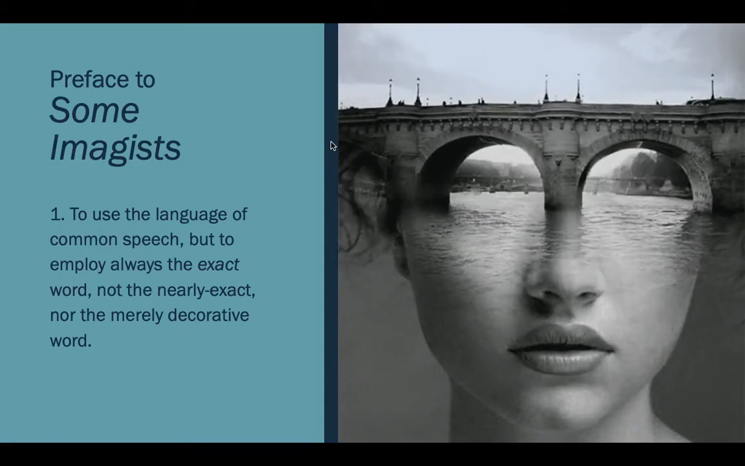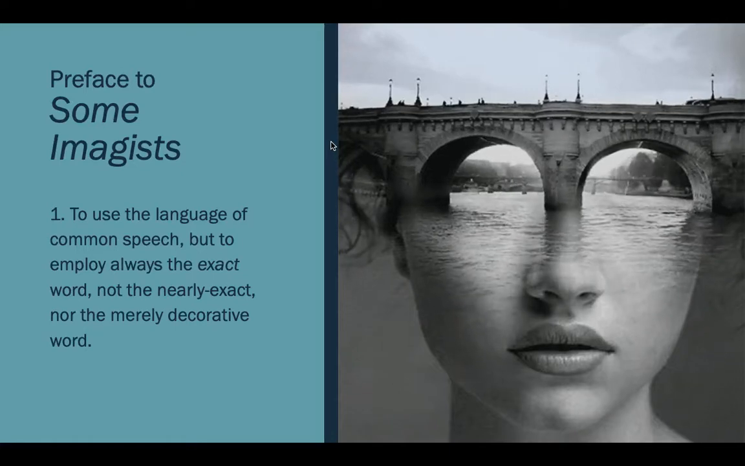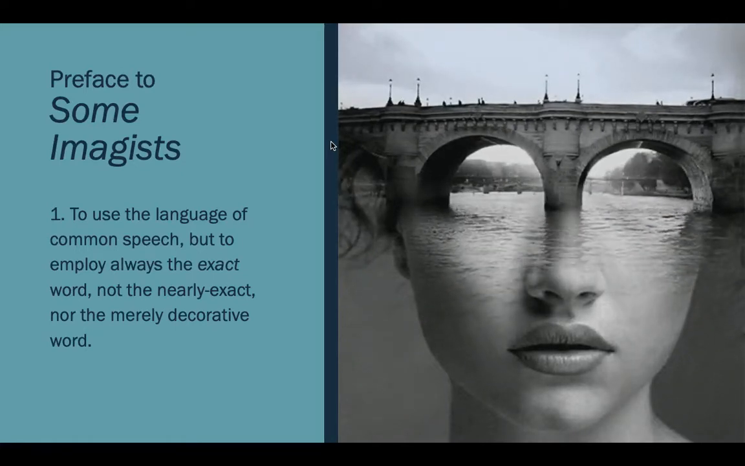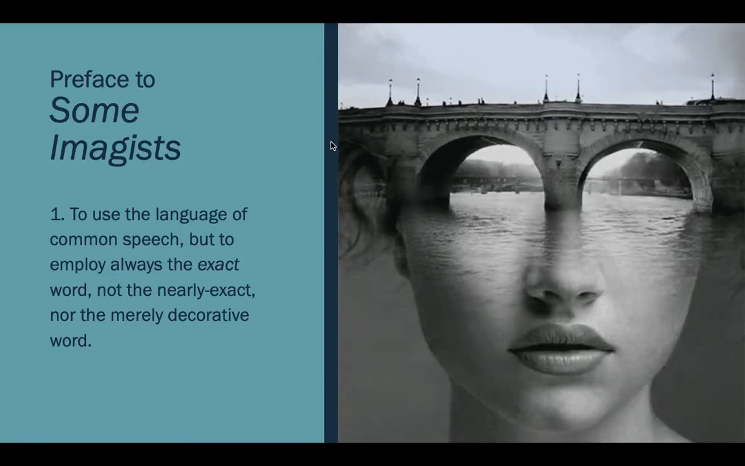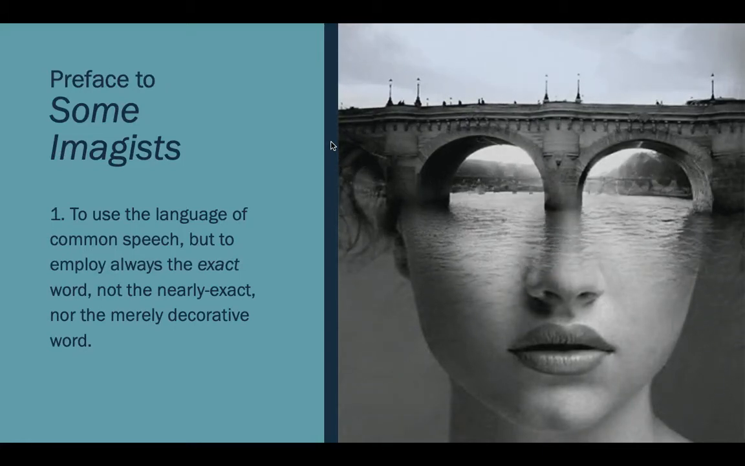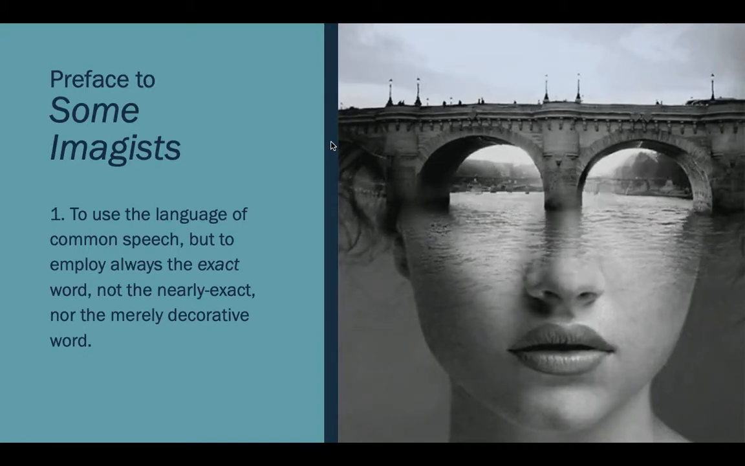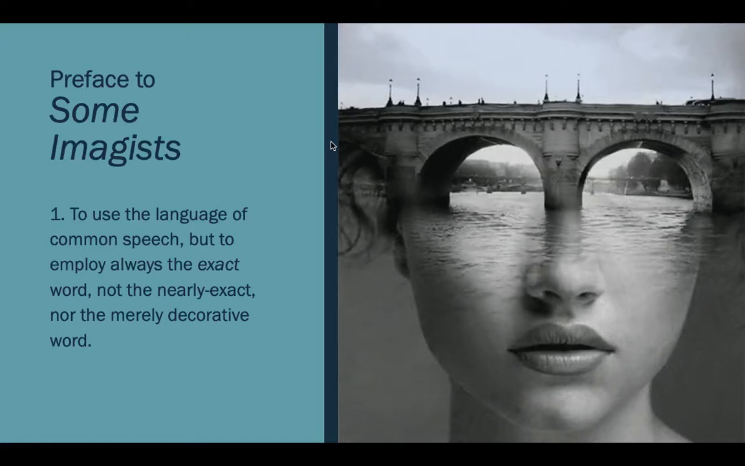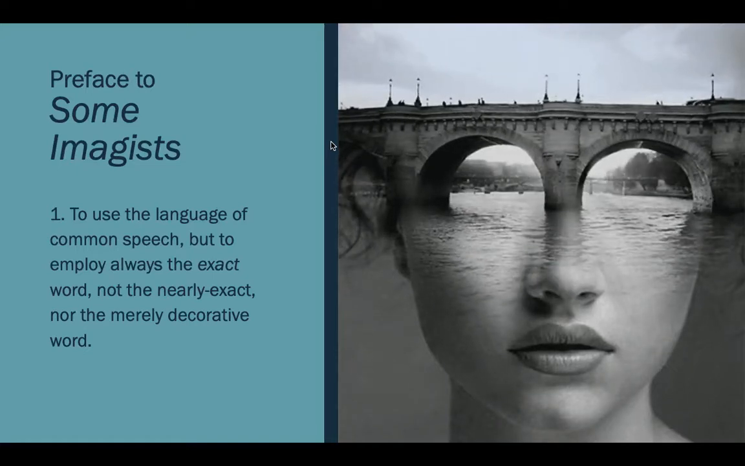So there, it's the economy of language that we talk about all the time, that every word in an Imagist poem is working towards something. There's nothing in the poem that is unnecessary. It's all there to support the poem. And that each word is having to do exactly what it needs to do.